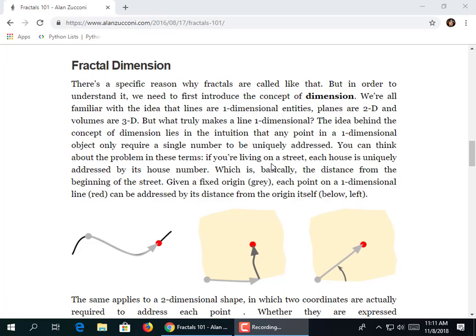The idea behind the concept of dimension lies in the intuition that any point on a one-dimensional object requires only a single number to be uniquely addressed. As you see in the three little pictures below, x would be one-dimensional, x and y would be two-dimensional, x, y, and z is three-dimensional.